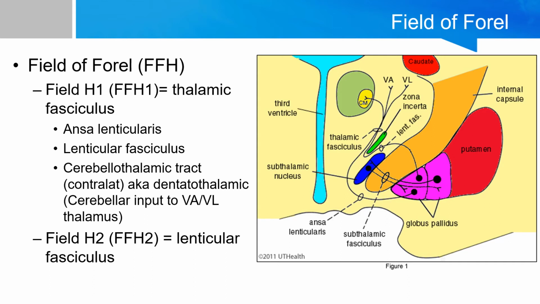The thalamic fasciculus, also known as Forel's field H1, is a combination of 3 different fibers. As we talked about before, the Ansa lenticularis and the lenticular fasciculus are 2 of them, and the third one is the cerebellothalamic tracts, and more specifically the dentatothalamic tracts. And we'll cover the input from the cerebellum in the cerebellum videos.